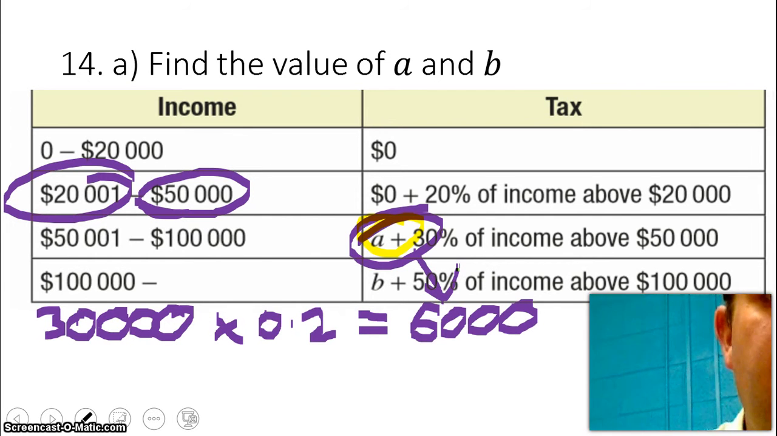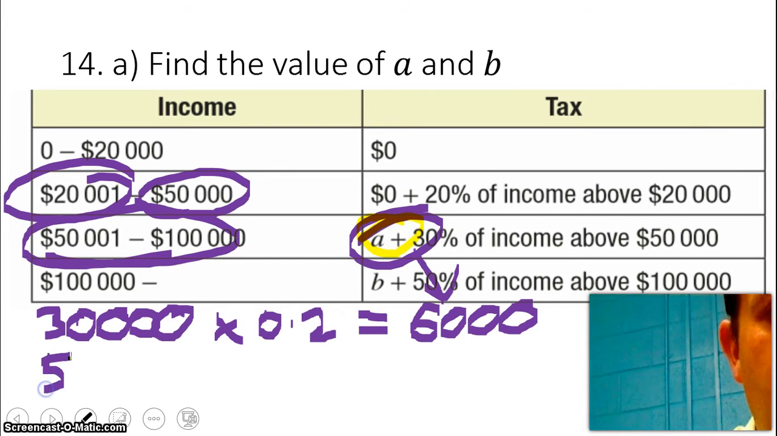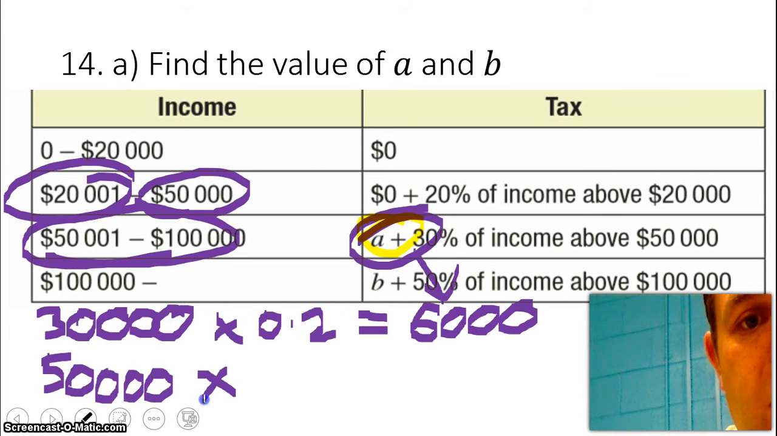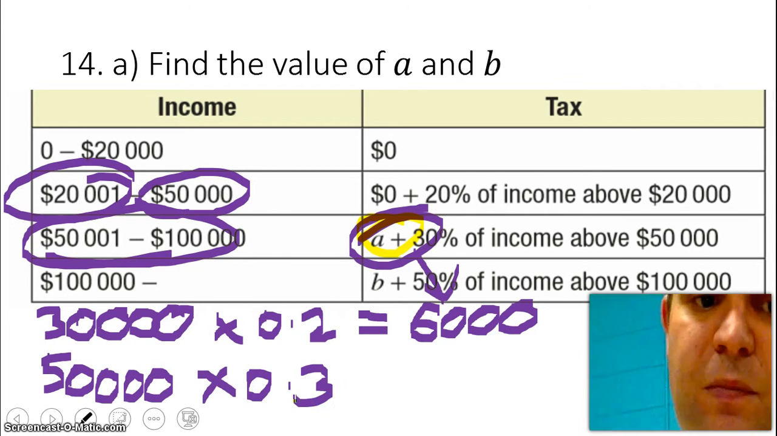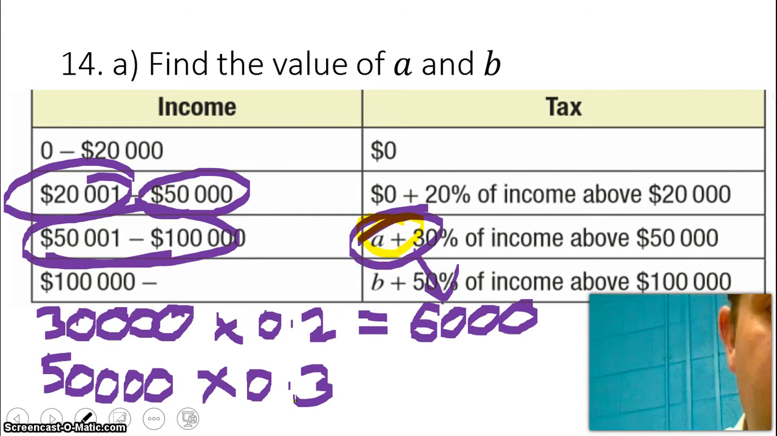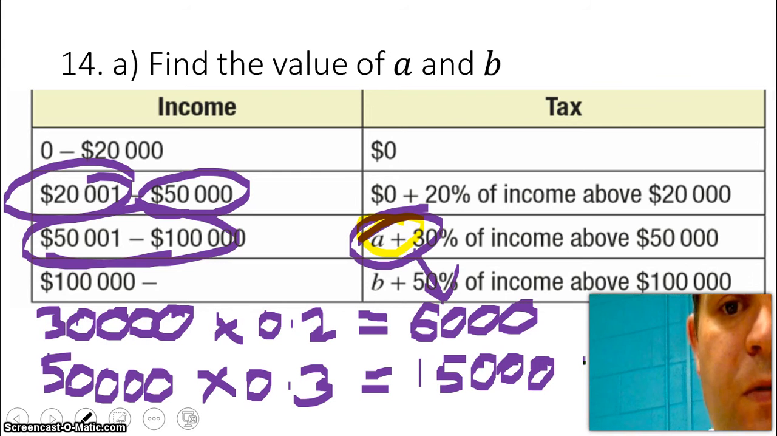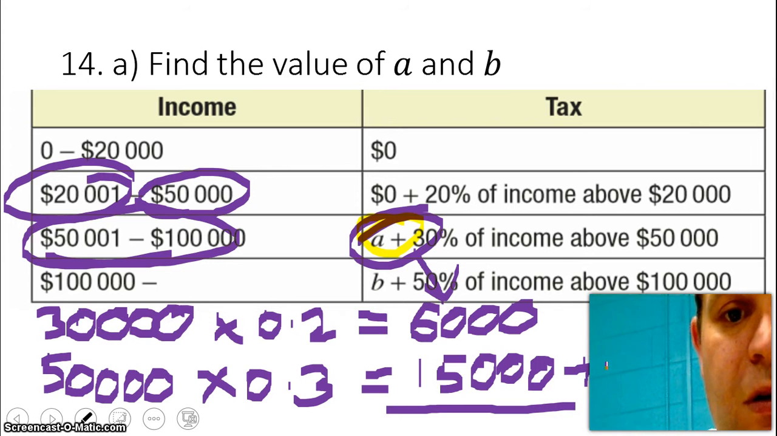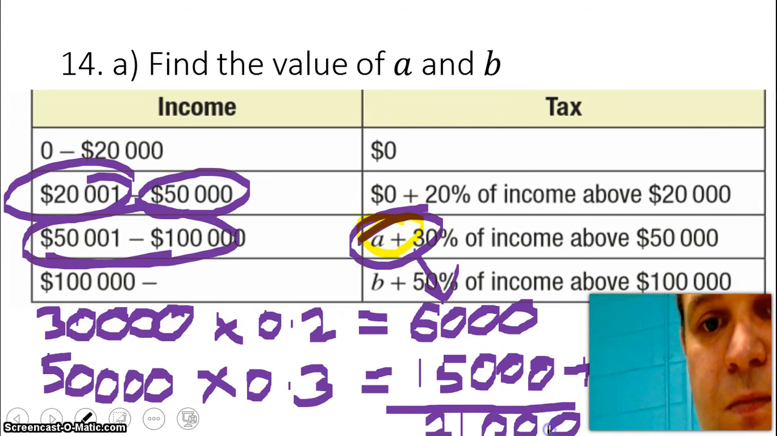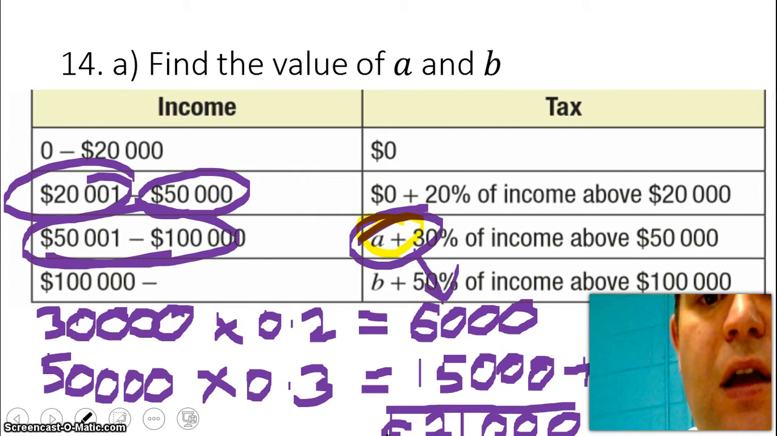To work out our next one, we're going to have to work out what 30% is of the 50,000 in between these two. So I've got 50,000 times 0.3. So 10% of 50,000 is $5,000, so 30% of it is going to be $15,000. But we've already paid our income tax on our first 50,000, which was 6,000. So we add the two together, and we get 21,000. So our B is 21,000, and our A was 6,000.